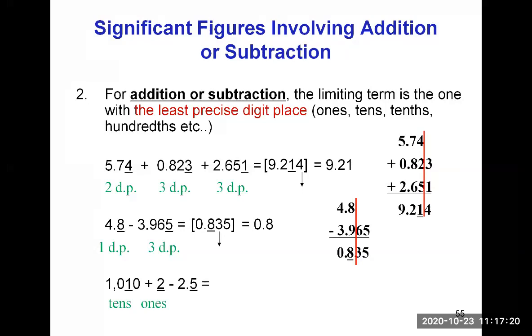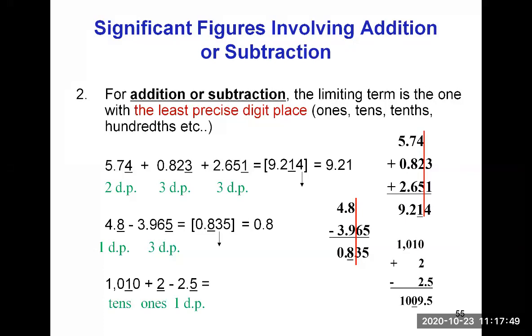And then minus 2.5, and here we have 1 decimal place. So the least precise is the tens place. So we will need to round to the tens place. Let's align them according to the decimal point, which is not shown for 2 and 1010, but you know they are where they are. So you align them according to the decimal point, even if it's implied.